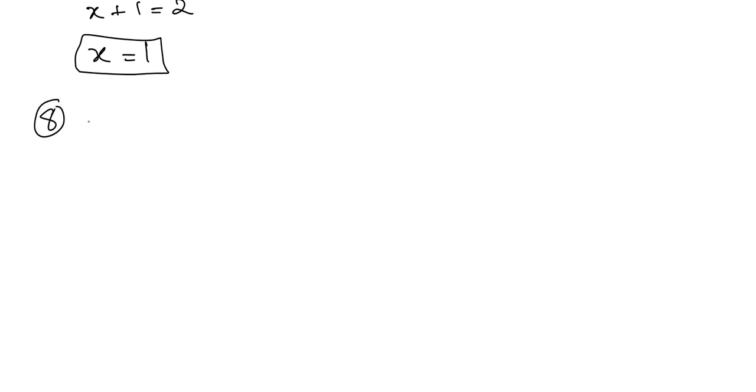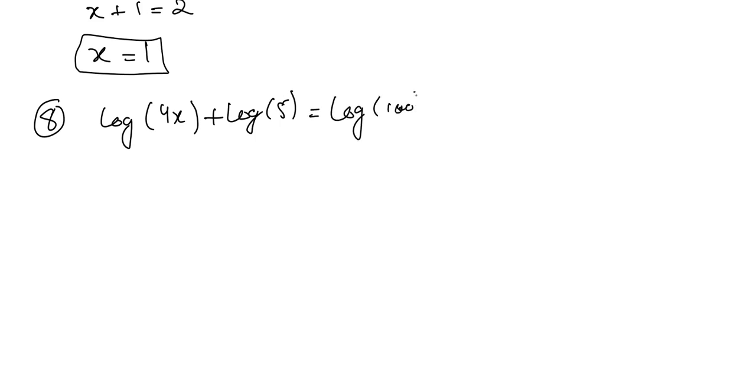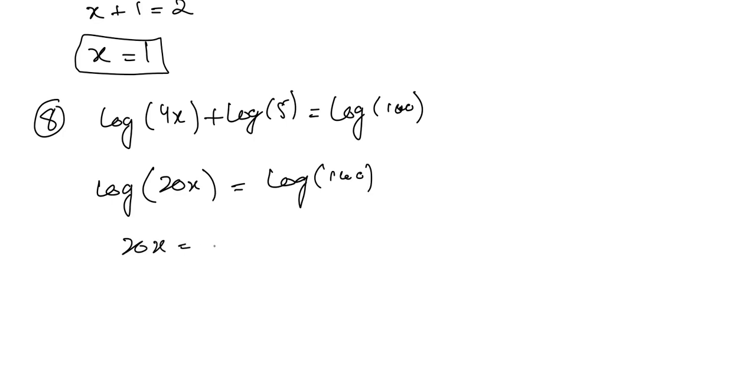So number 8, we have log 4x plus log 5 is equals to log 100. So we have log 4x multiplied by 5, it will be 20x is equals to log 100, and we will cancel log from both sides, and we will be left with 20x is equals to 100, and x will be equals to 5.